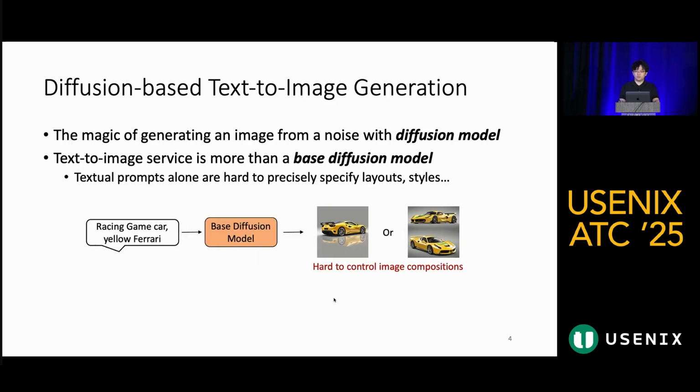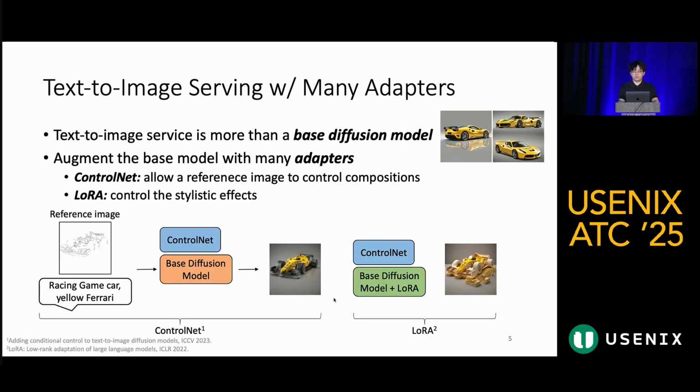However, only using textual prompts makes it hard to precisely specify layouts and styles in image generation. Even with the same prompt, the details of the generated images can be dramatically different. Therefore, the production text-to-image service is more than a base diffusion model. In real-world applications, a base diffusion model is often augmented with adapters to better control the details of the output images, such as shapes, outlines, poses, and styles.